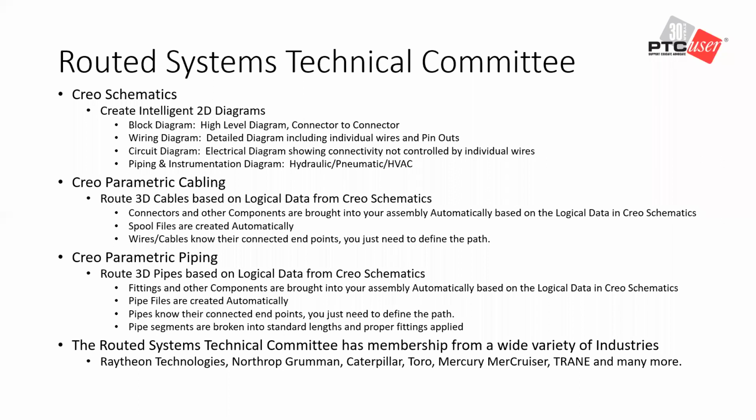The TC is made up of quite a few different industries and companies. So we have Raytheon Technologies, Northrop Grumman, Caterpillar, Toro, Mercury Mercruiser, Trane, and plenty more. Really, at the last event we had in January, we had quite a few new faces at our TC meeting for routed systems, which is great. So the TC is beginning to grow.